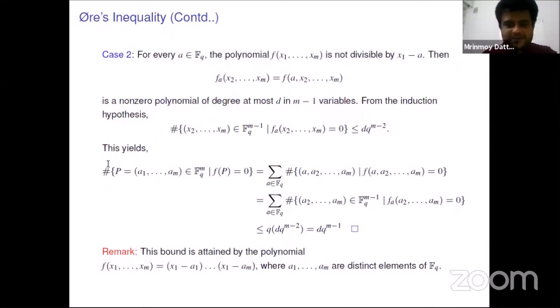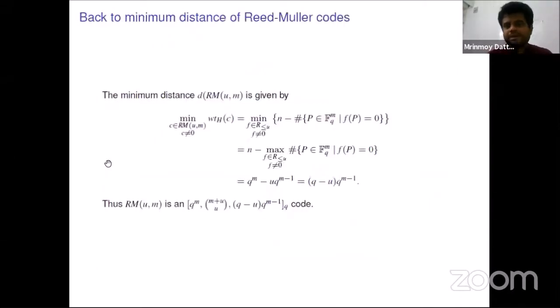How do we apply this to a study of the minimum weight of the Muller codes? Just from where we stopped in the previous slide, you could see that the minimum distance is n minus this maximum, and here d has to be replaced by u. So the minimum distance is q minus u times q to the power n minus 1. And as a consequence, the Muller code is a code of length q to the power m, dimension m plus u choose u, and minimum distance q minus u times q to the power n minus 1.